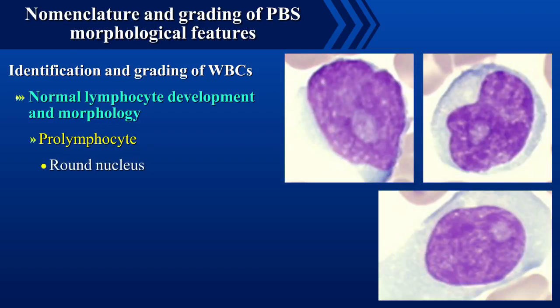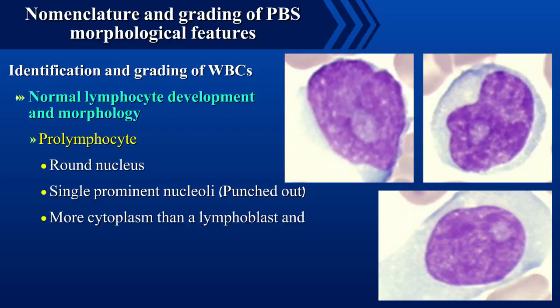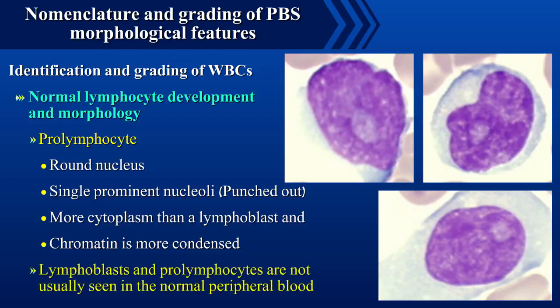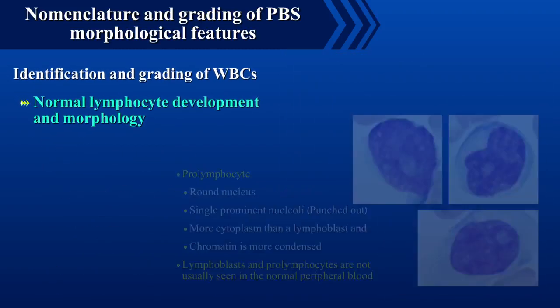Prolymphocyte has a round nucleus and a single prominent nucleolus. It has more cytoplasm than a lymphoblast and the chromatin is more condensed. Lymphoblasts and prolymphocytes are not usually seen in the normal peripheral blood.